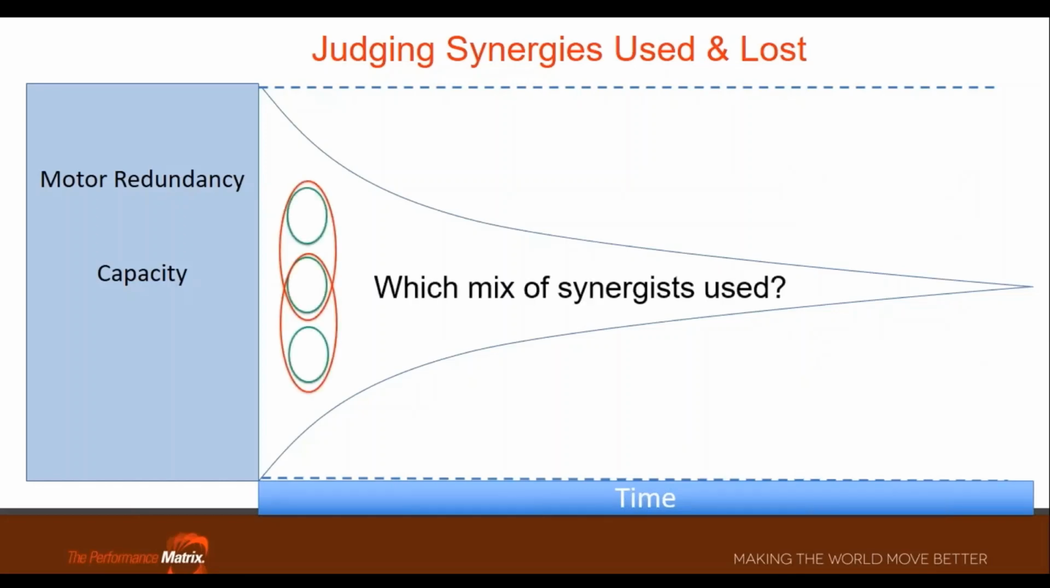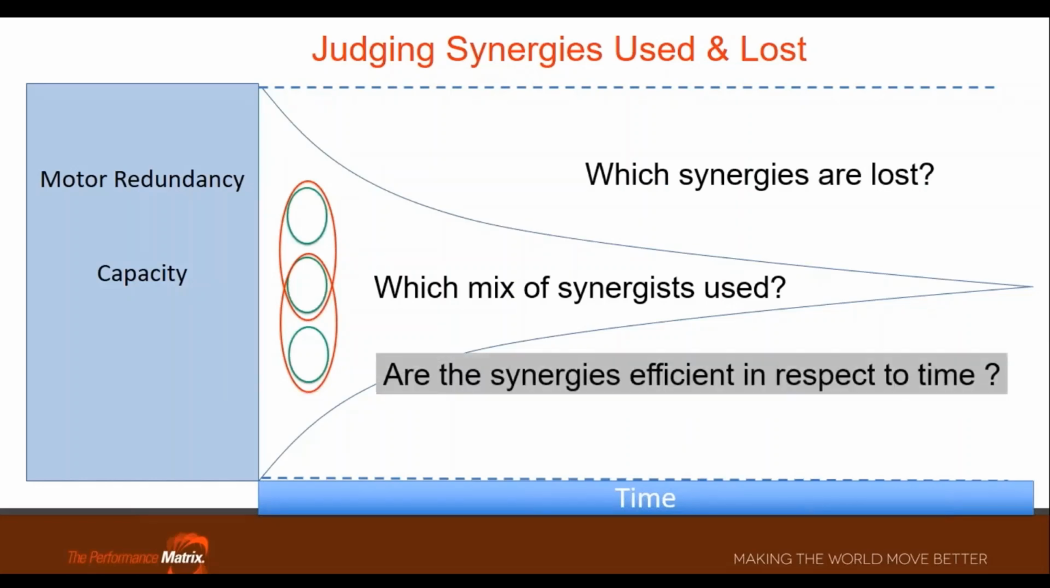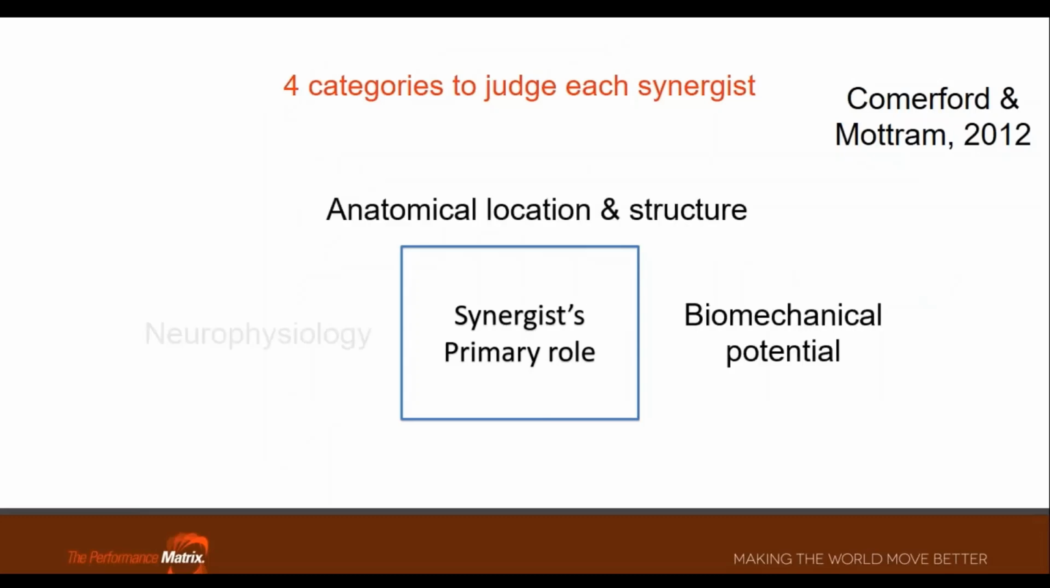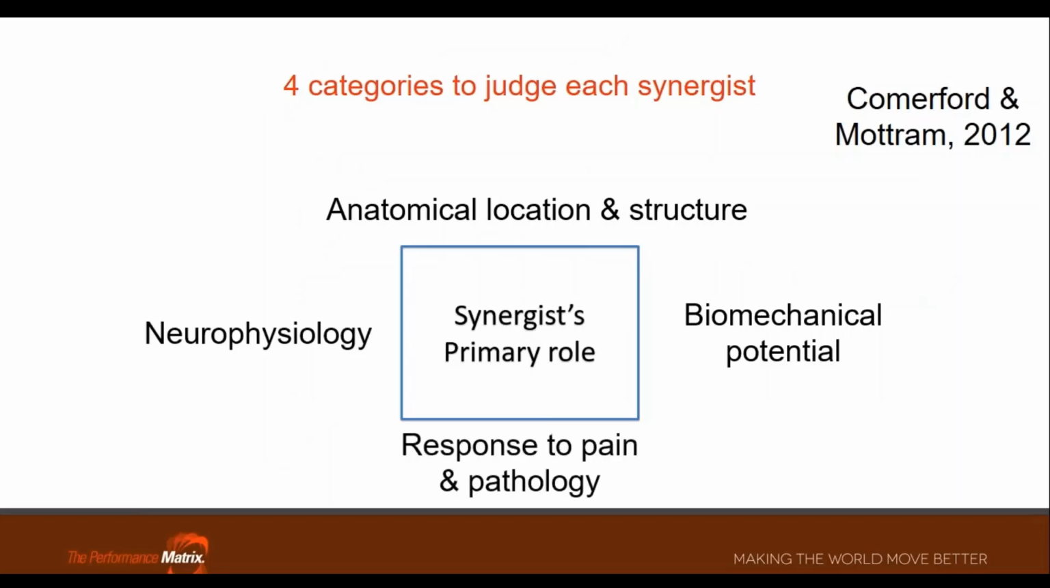But which mix of synergists are used at any given moment? And which synergies are lost along the way? How can we decide whether the synergies we're using are efficient with respect to time? Well, the muscle classification system, developed by Comerford and published in 2012, took a multifactorial approach to looking at any given synergist's primary role. So based on these 4 categories, we can decide on what that muscle is best set up to do.